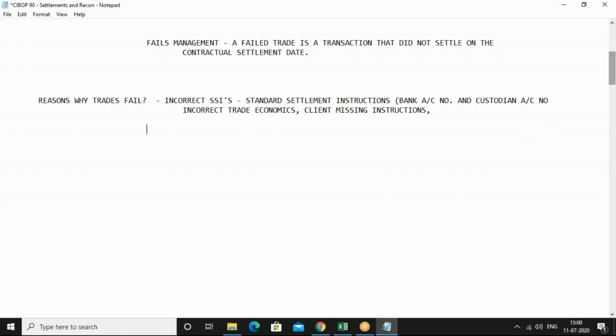So, for example, counterparty insufficient shares, counterparty insufficient cash. All right.